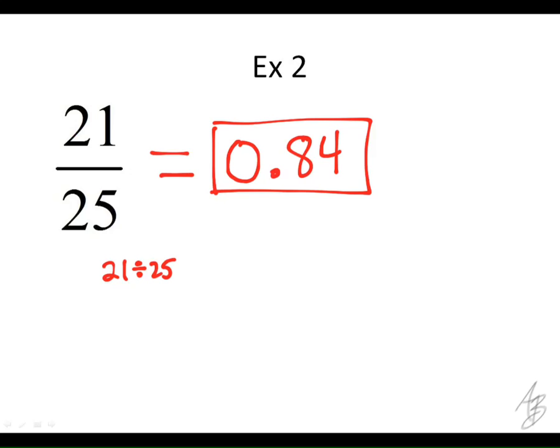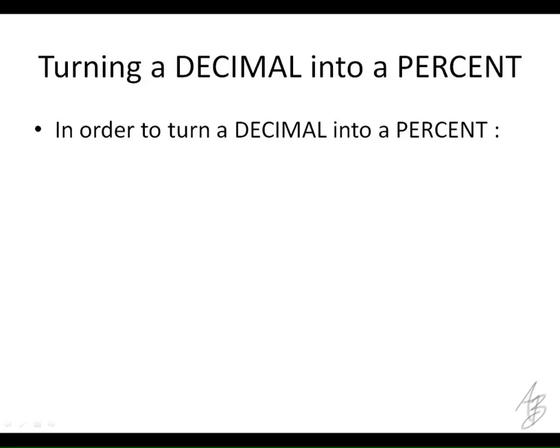And put a box around your answer. We want to convert a decimal into a percent. So let's say we have a number like 0.75, and we want to convert this to a percent. What do I do?